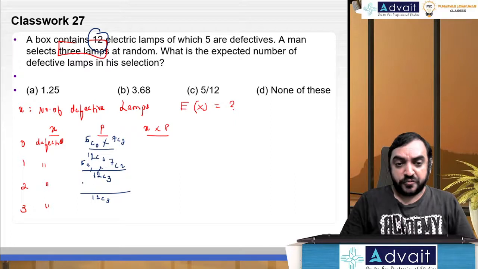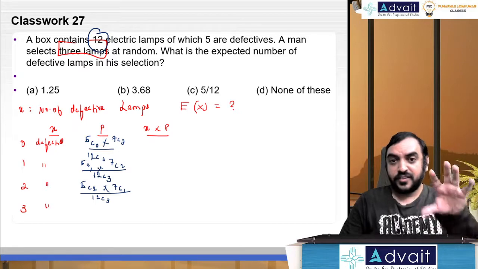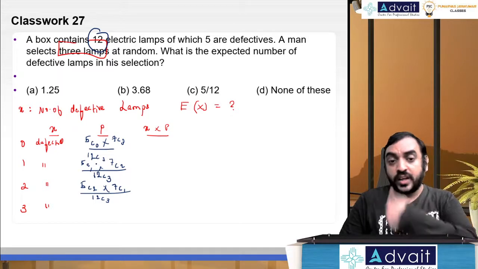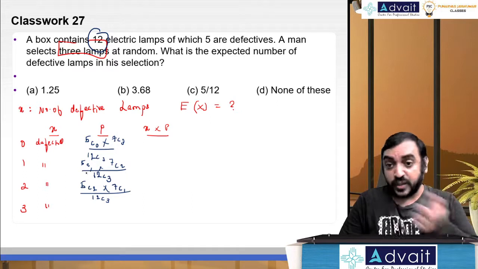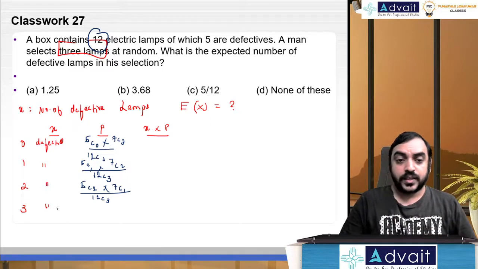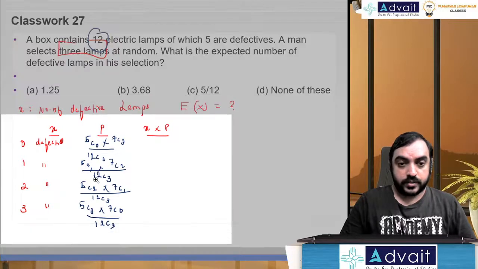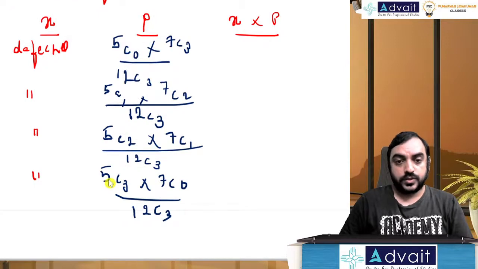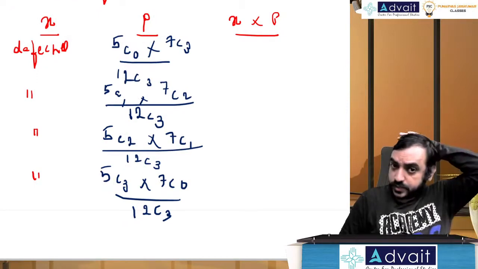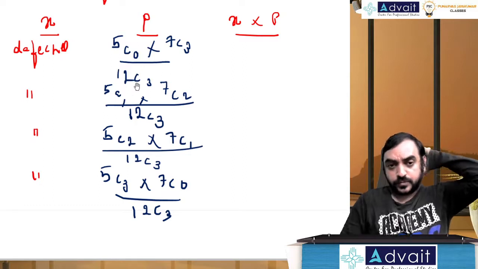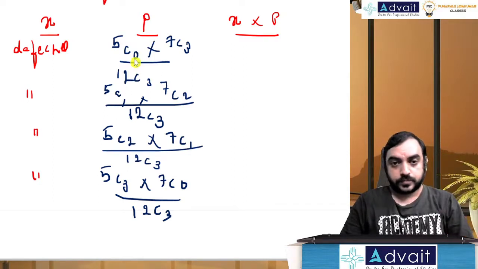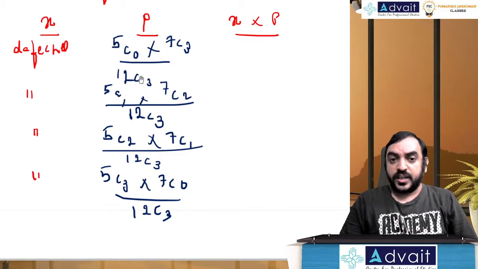So it's going to be 5C2 multiplied by 7C1. 2 out of 5 defective ones, 1 out of 7 normal ones. Then 3 defective means 5C3 into 7C0 by 12C3. I'll just zoom it in case you want to write it. 5C0 into 7C3 by 12C3.